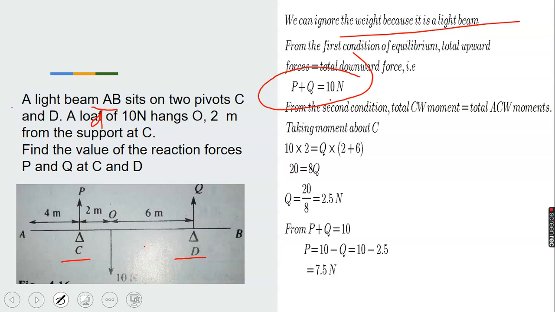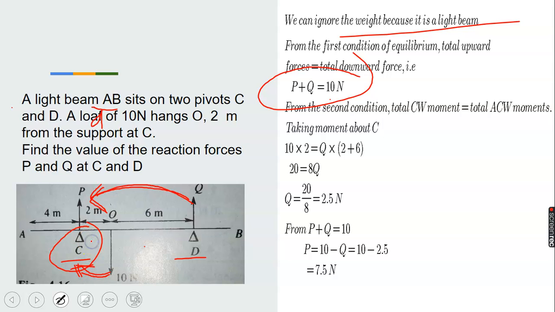Now we use the second condition, which is the sum of clockwise moments equals the sum of anti-clockwise moments. If you take the moment about C, that means every force will rotate about C. This is our clockwise, this is anti-clockwise. This one is moving against the clock, while this one is moving the same direction as the clock. Now look at the clockwise moment, it is equal to what?